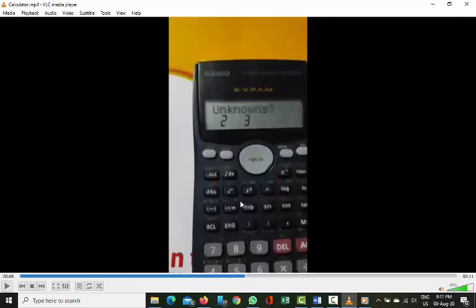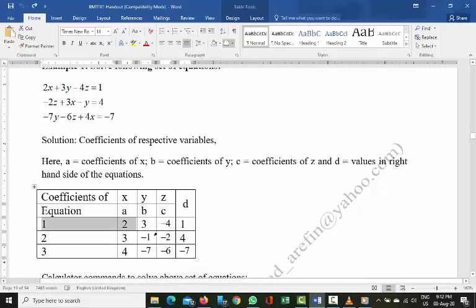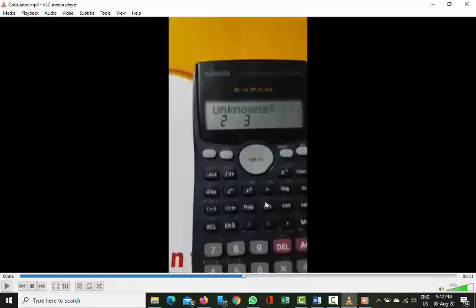After you press equal, you will get another question, B1 is equal to what? That means what is the value of B? 1 means first equation. So this is the value of B in the first equation, that is 3. So if you press 3 in this calculator, you should press equal.